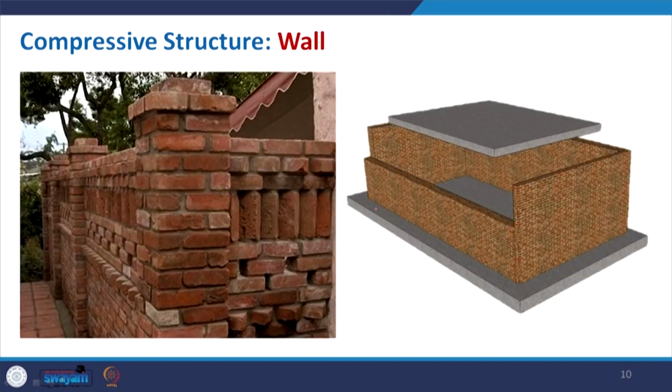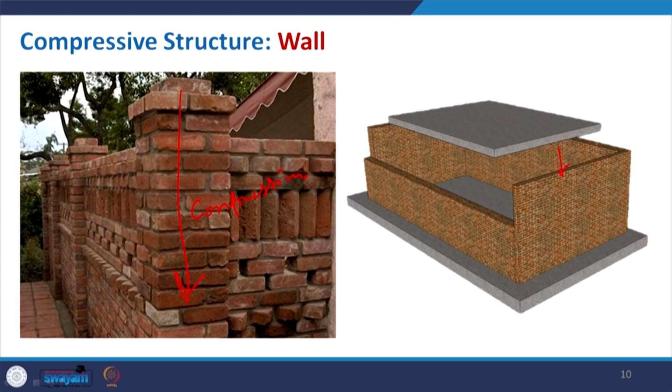Coming to the wall, a wall may be used as a building envelope, or it may be a load bearing wall, or maybe a boundary wall, but the basic principle is that the load is transferred vertically through the axis, and this particular portion is in compression. So, in this case there is no such tension. Majorly it is in compression. So, it is one example of the compressive structure.